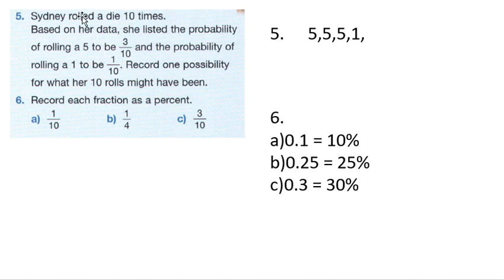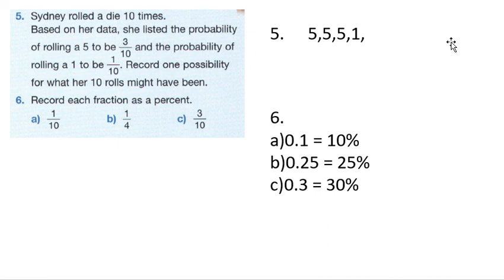And number 5, Sydney rolled a die 10 times. Based on her data, she listed the probability of rolling a 5 to be 3 over 10 and the probability of rolling a 1 to be 1 over 10. Record one possibility for what her 10 rolls might be. We immediately know how many 5s and 1s she pulled out of her 10 pulls. We know for sure she did it 10 times. We're told here with the 10 times, but we're also told with the denominator. The denominator gives us the total number of times she pulled out a number. So the total number of times she did this.